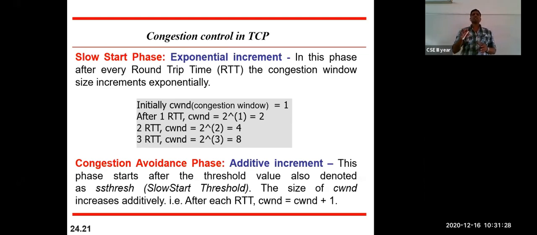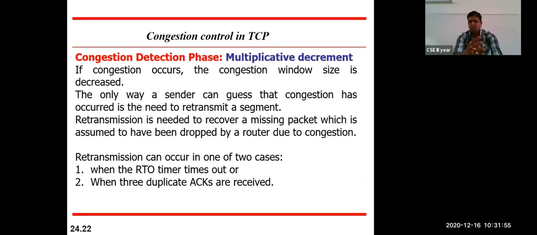Then what happens? The size of CWND, the congestion window, increases additively. That is, after each round trip time, CWND is equal to CWND plus only 1. Whereas in the slow start phase, the increment was exponential, in the congestion avoidance phase the increment is additive. Only one increment happens. Additive increment, right? Simple plus plus. Then you go on incrementing 1, 1, 1, 1.